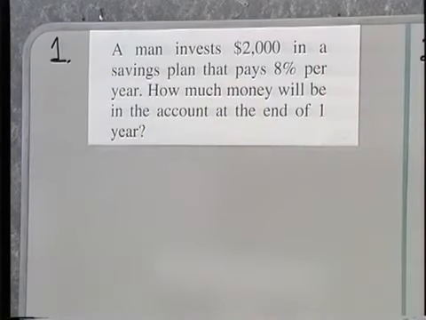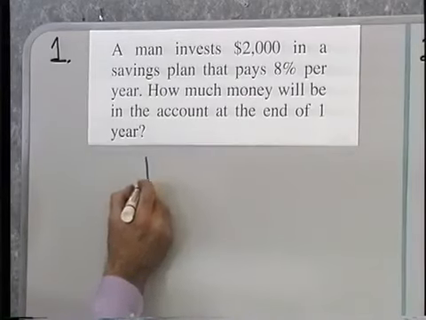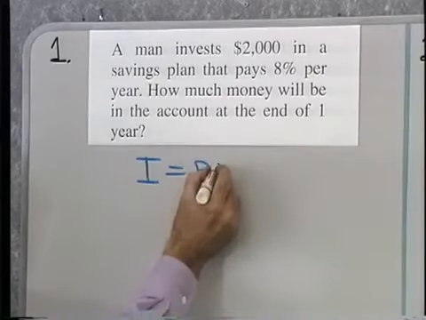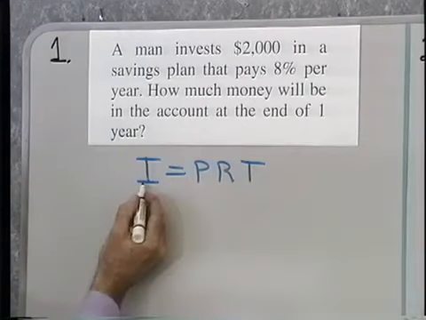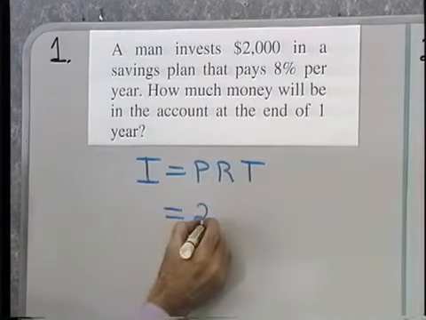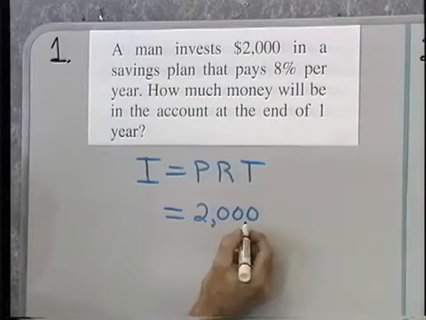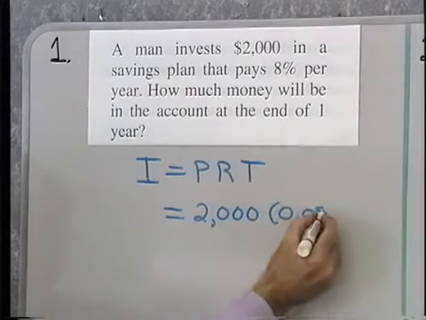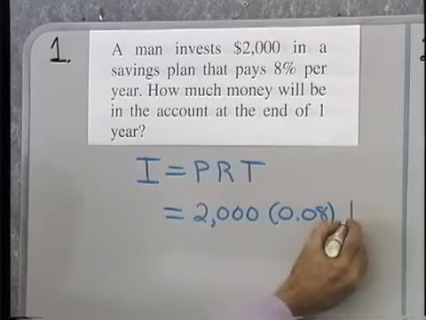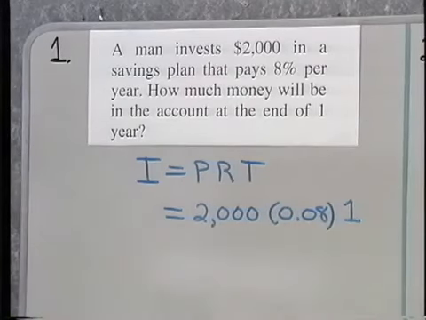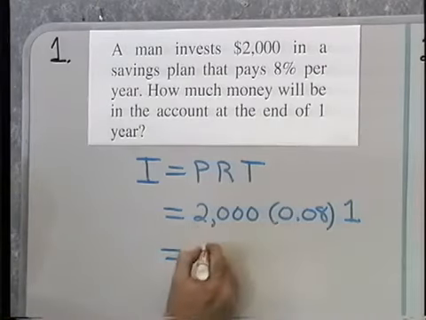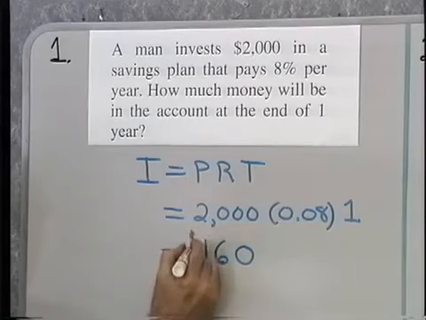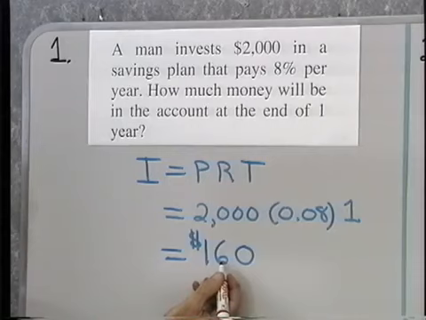A man invests $2,000 in a savings plan that pays 8% per year. How much money will be in the account at the end of 1 year? So I have this: I is equal to P times R times T. The amount of interest in the account will be the principal, that's $2,000, times the rate, which will be 8%, so I'm going to change to a decimal, times the amount of time, which in this case is 1 year. Now when I multiply 0.08 times 2,000, I end up with 160. So $160 is the amount of interest that's earned in 1 year.